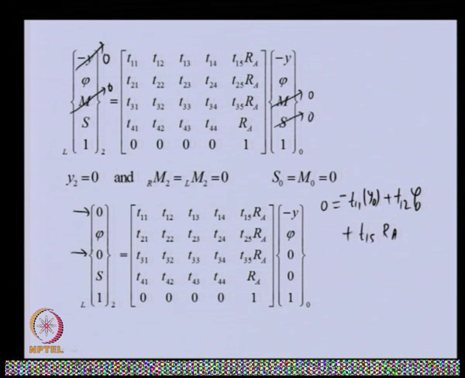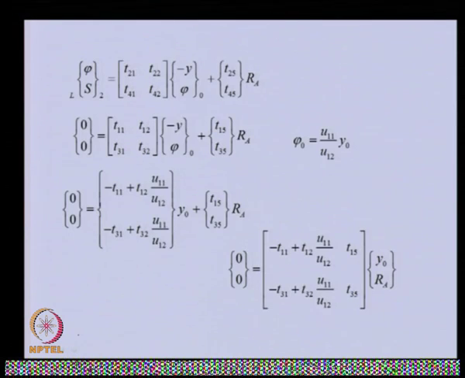Similarly, the third equation will give us another equation: T21 minus y naught and plus T31 and T32, phi naught, and then T35 Ra. So this is the third equation. These two equations we can now put in a matrix form. How can we put it? We can put it in the matrix form like this. This is that particular equation, so this is the equation of the first and third.